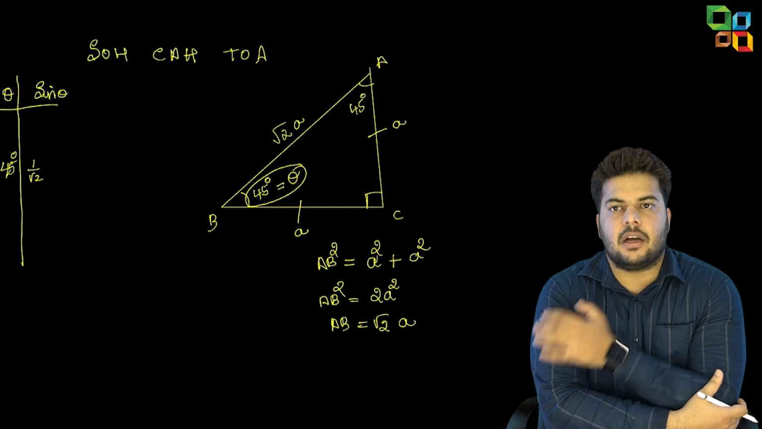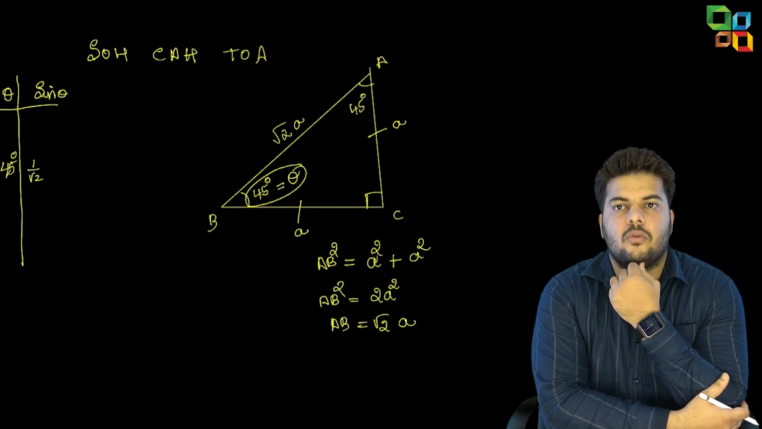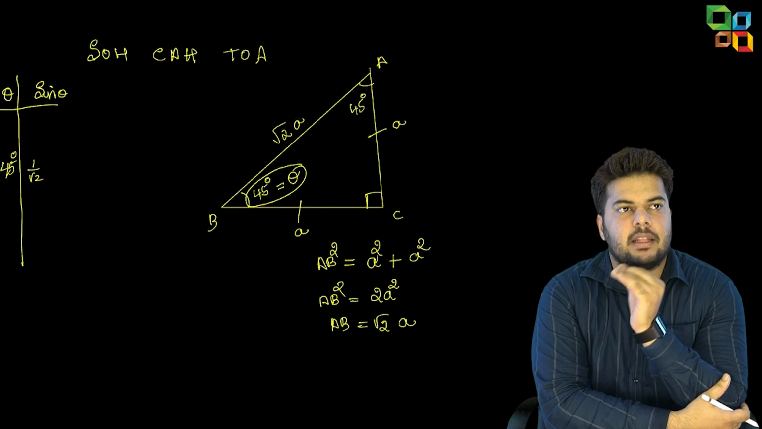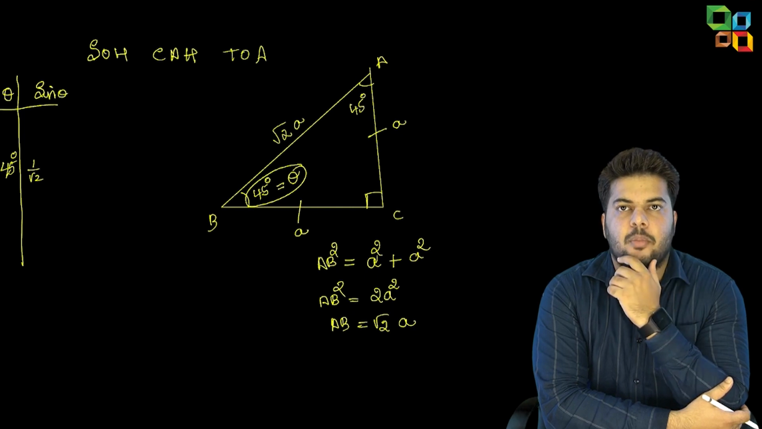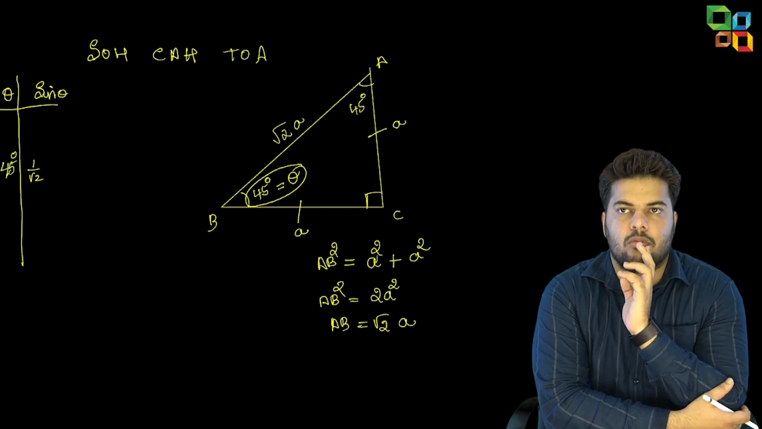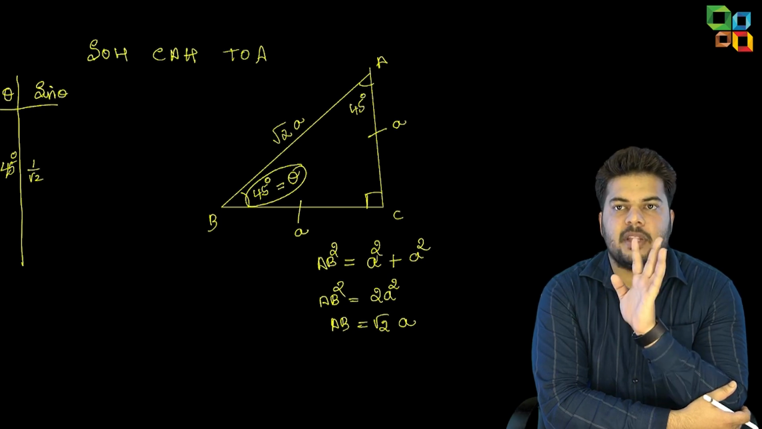Which means that the hypotenuse is always root 2 times bigger than any of the sides. That's what ratios means, isn't it? You're comparing the lengths of one side to another side. So how big is the hypotenuse when compared to the opposite side? It is root 2 times. That's what it means, trigonometric ratios. There's no more meaning than that.